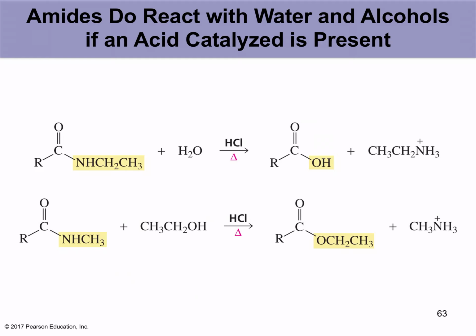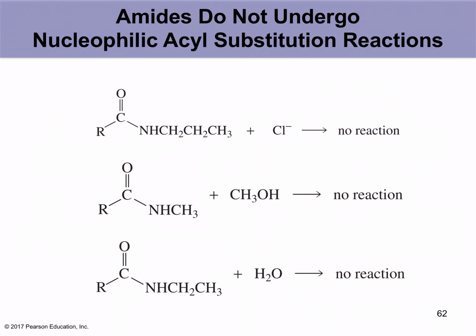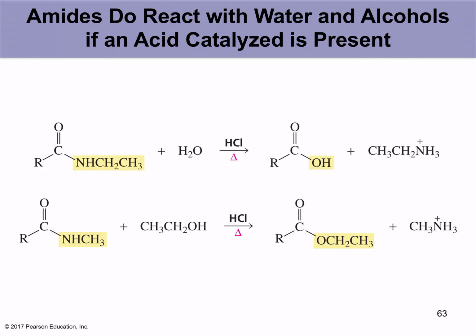Amides do react with water and alcohol if an acid catalyst is present. So these examples are without a catalyst, but with a catalyst we can make it happen. So this is an amide with water in the presence of an acid catalyst. It can give you hydrolysis of the amide to the carboxylic acid. With an alcohol in the presence of an acid catalyst, we can convert the amide to an ester.